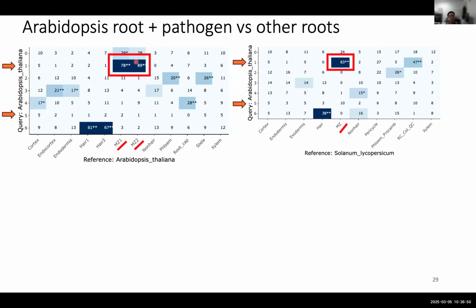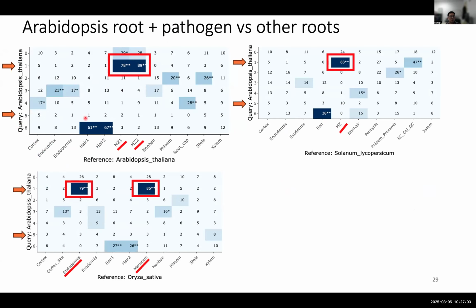And what you see here, you compare Arabidopsis root with other species root. Cluster number 1 is a clearly meristematic zone cluster here. And you compare that to tomato, you still get meristematic zone enriched here, but you don't see anything enriched for cluster number 5 at all.